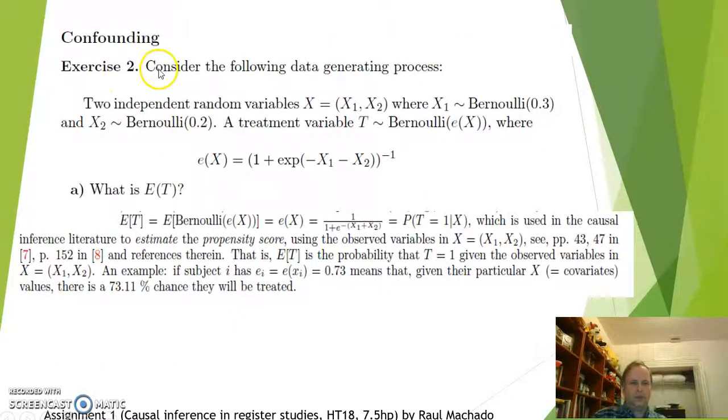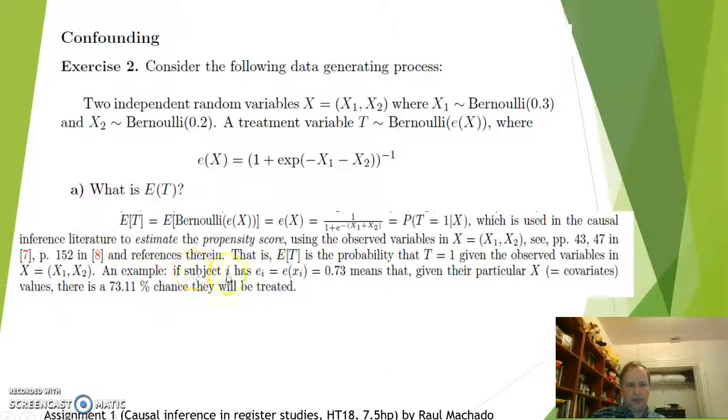Now, exercise 2. Consider the following data generating process. What is the expectation of t? The expectation of t is the probability that the treatment is t, conditional on some covariates, which in the causal inference literature is the propensity score used to estimate the variables, the covariates. Okay, so the expectation of t is the probability that t equals 1 given a set of covariates.